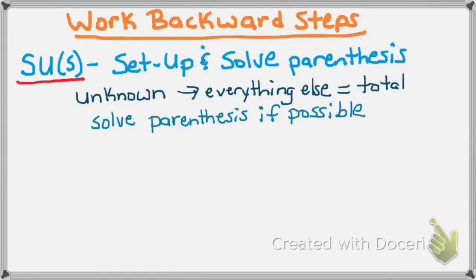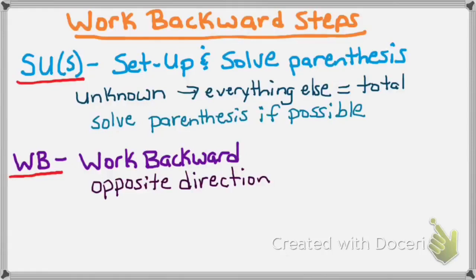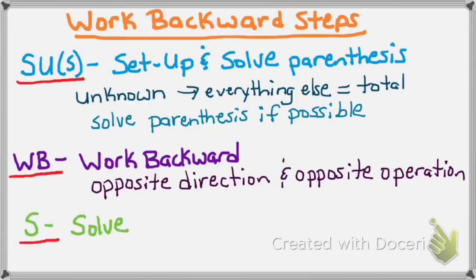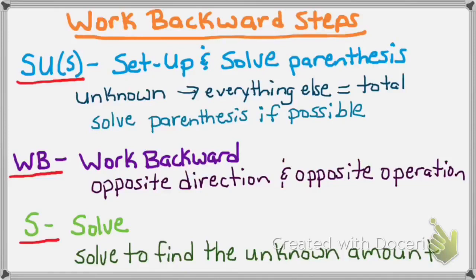The next step is the work backward, the WB step. And work backward is exactly what it sounds like. We work backward, or we write the problem in the opposite direction, and anytime we go in the opposite direction, we use the opposite operation. Once we have the work backward written down, we move on to our third and final step, which is the S or solve step. For the solve step, we will use some scrap paper, and we will solve the problem to find the unknown amount. Let's see how the 3 steps of work backward work in problem number 1.